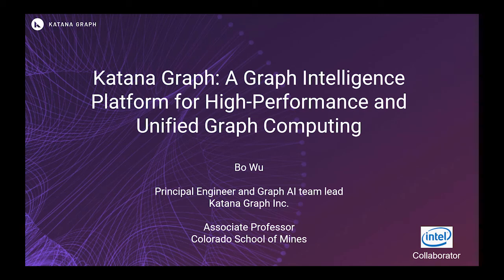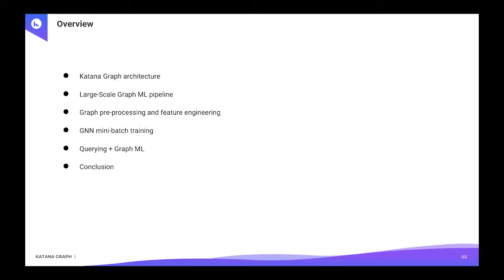My name is Bo. I'm a principal engineer at Katana Graph. Today I'll talk about the system we are building for high performance and unified graph computing and how it is used for large-scale GNN workloads. I'd also like to share some experiences we learned from our customers and real-world use cases.